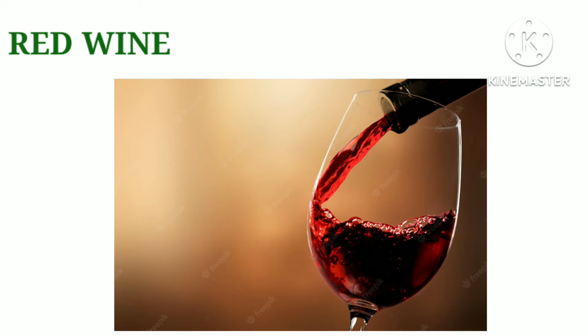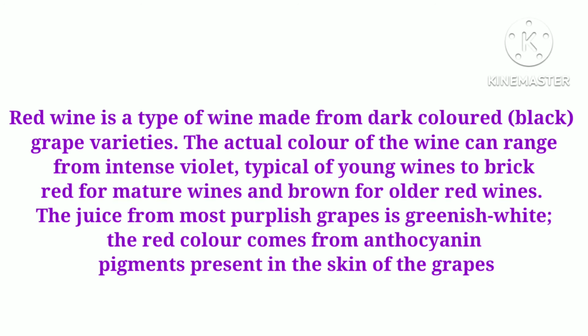Wine is basically of two types on the basis of its color, that is red wine and white wine. Red wine is a type of wine made from dark colored or black grape varieties. The actual color of the wine can range from intense violet, typical of young wines, to brick red for mature wines and brown for older red wines. The juice from most purplish grapes is greenish white. The red color comes from anthocyanin pigments present in the skin of the grapes.